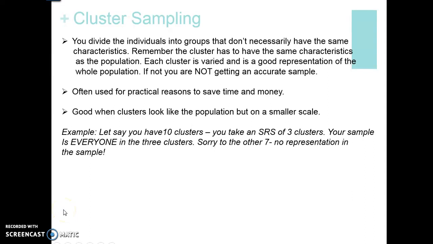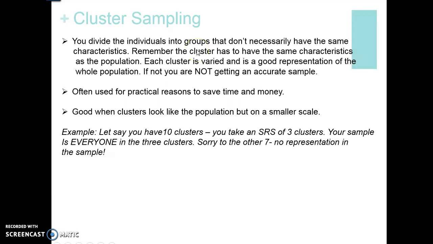Okay, so let's talk about how cluster sampling is different than stratified random sampling. With stratified random sampling, think of your 10 bins, and then within each of those 10 bins, you're going to take a simple random sample. So your final sample has individuals from each of the 10 bins.